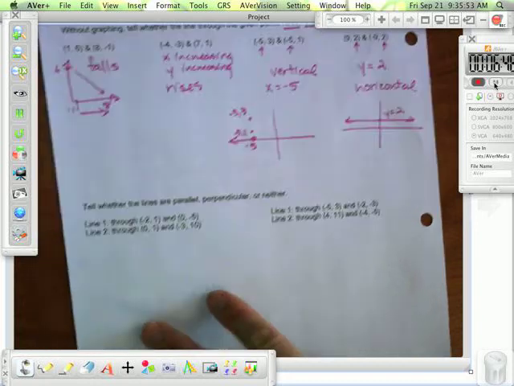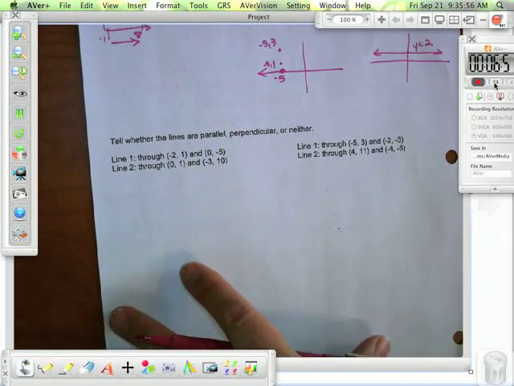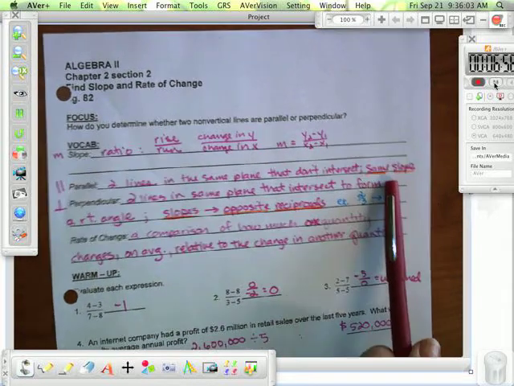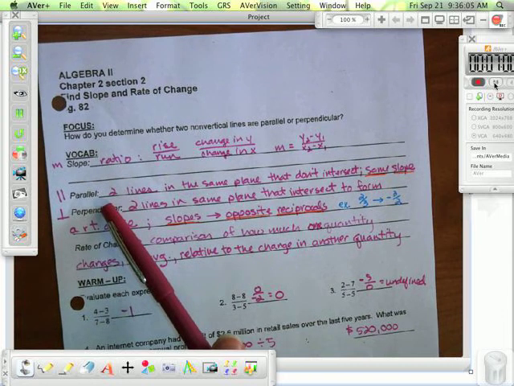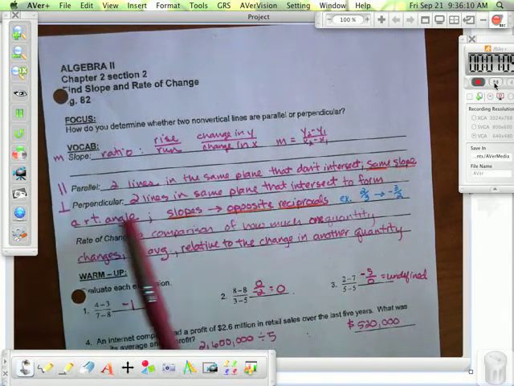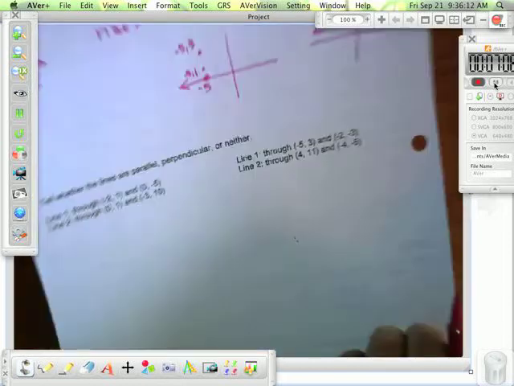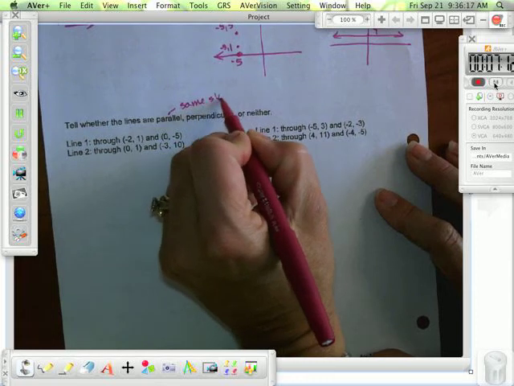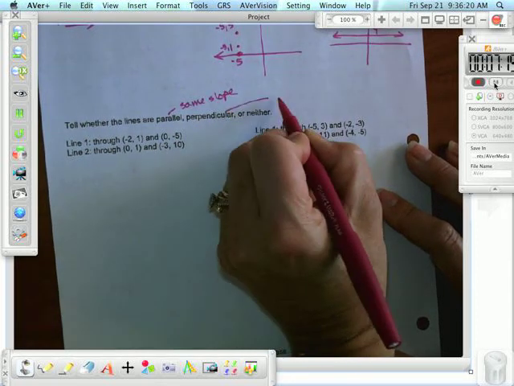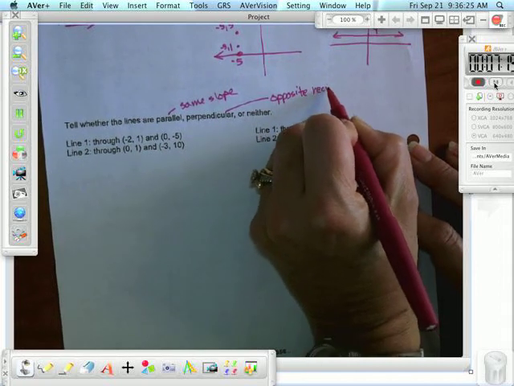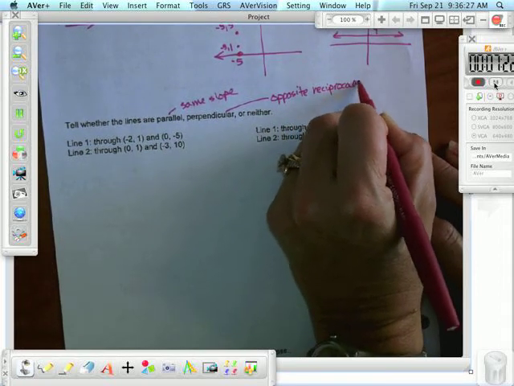Tell whether the lines are parallel, perpendicular, or neither. Well, what did we say on this front page? How can I tell? If the slopes are the same, it's what? Parallel. If the slopes are opposite reciprocals, it's what? Perpendicular. So let's practice that. Same slope. Opposite reciprocals for the slope.